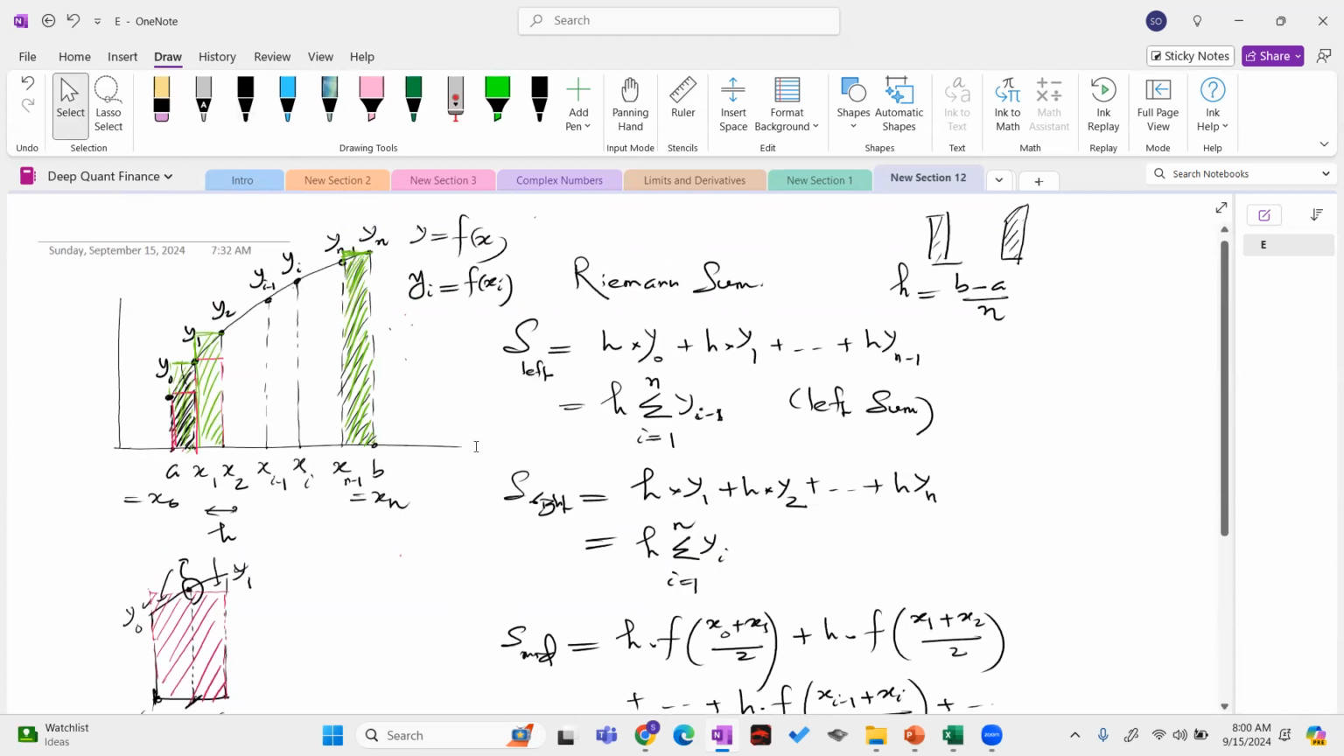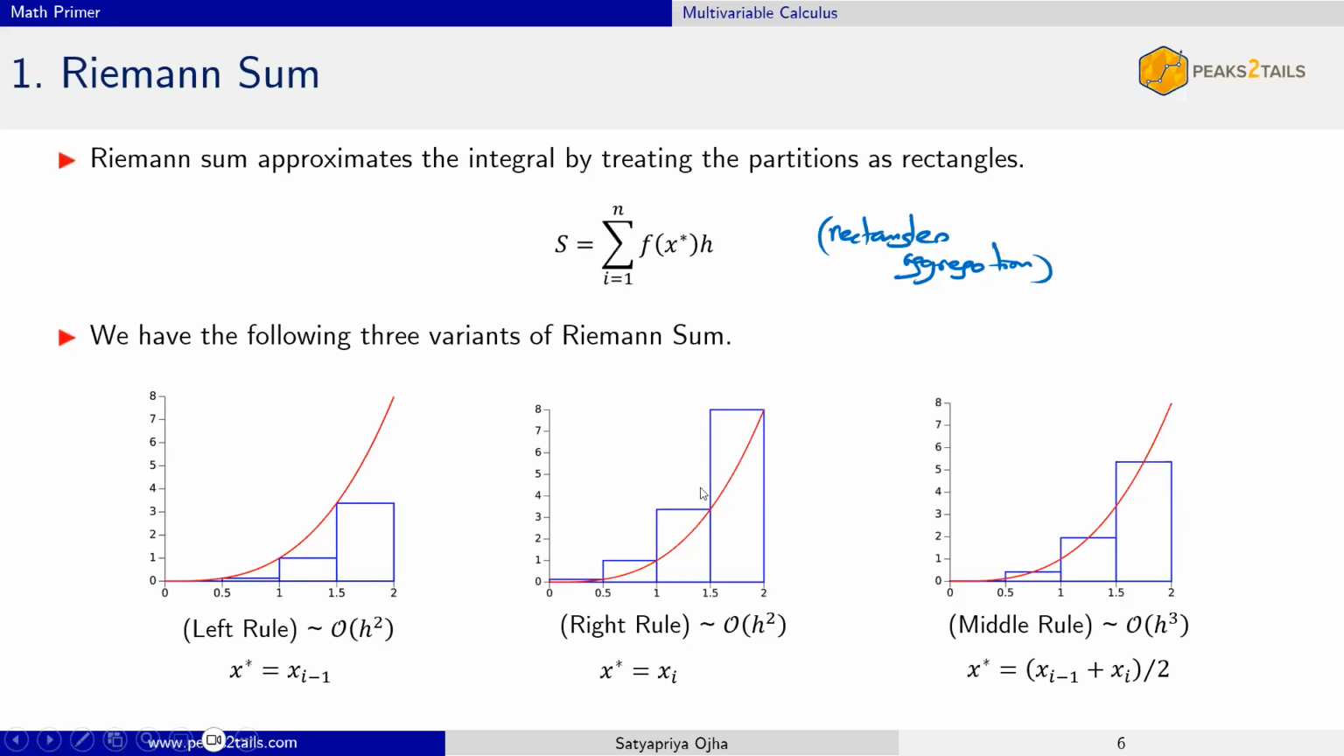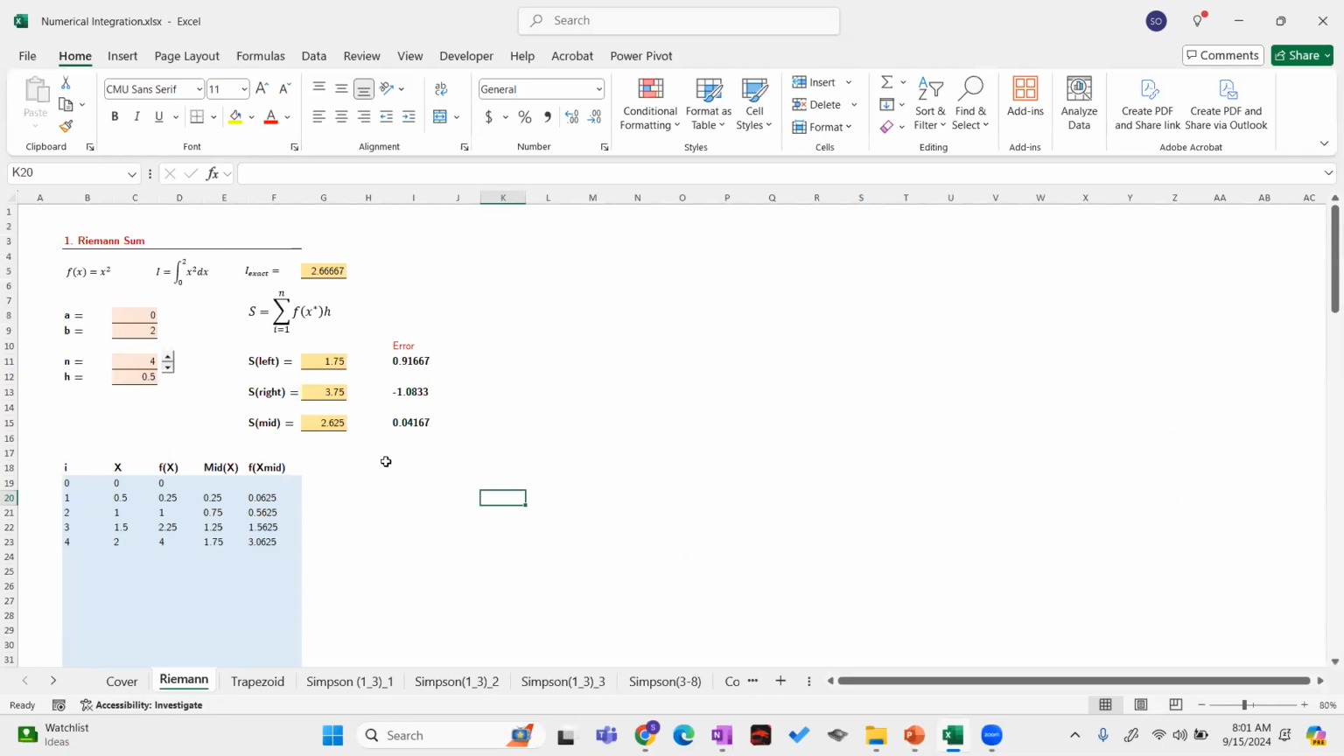Now let's look at the implementation of all of these in Excel so that we can appreciate what's going on. Before this, I have given some pictures here for your revision. All right, so this is Riemann sum.